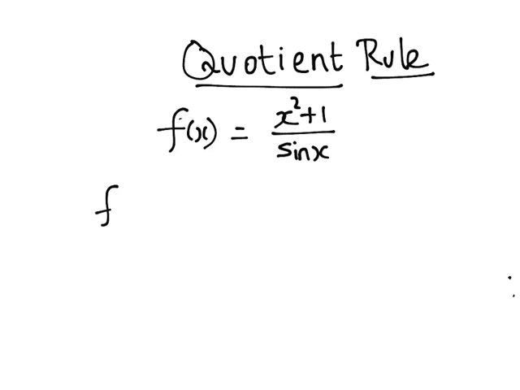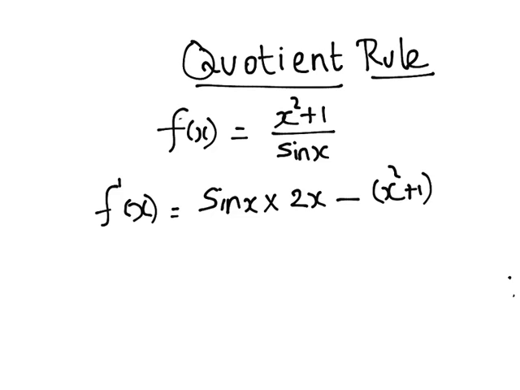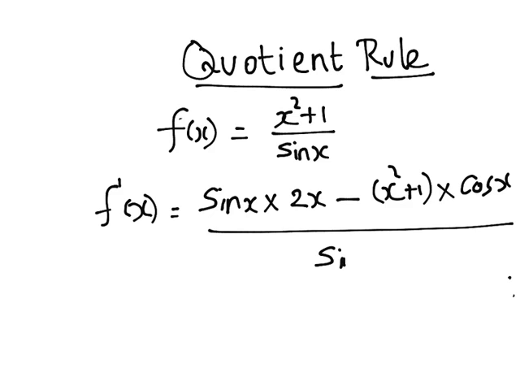It's very simple. f dash of x equals denominator, which is sine x, multiplied with the derivative of the numerator. The derivative of the numerator is 2x, minus the numerator, x squared plus 1, multiplied with the derivative of the denominator. So the derivative of sine x is cos x, so cos x, whole divided by sine x, the whole square, which is nothing but sine square x.